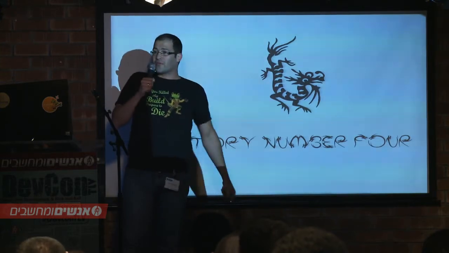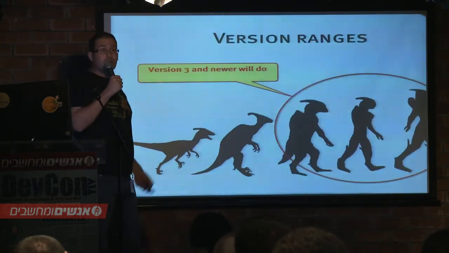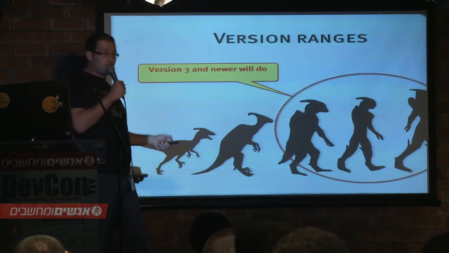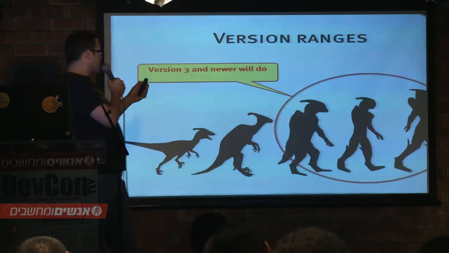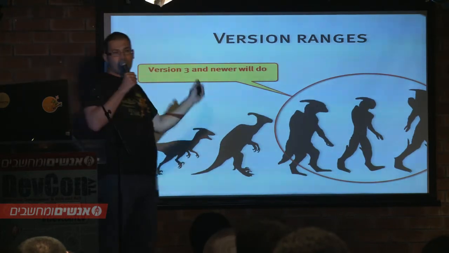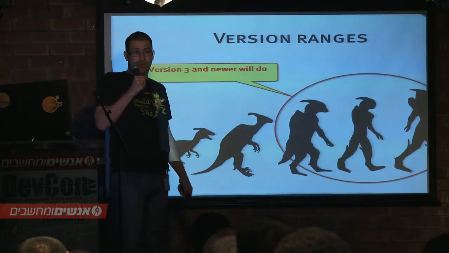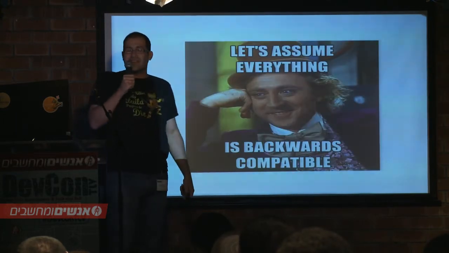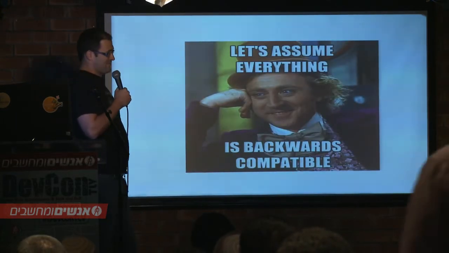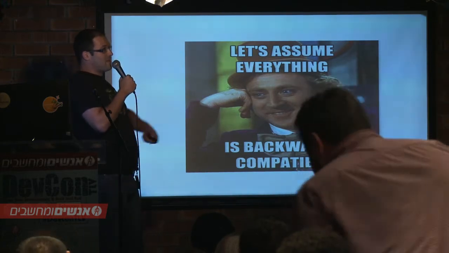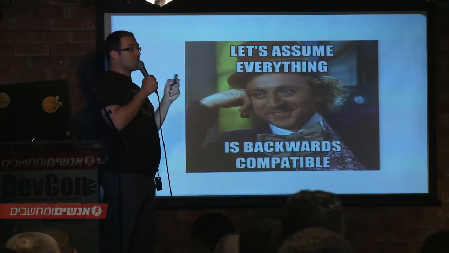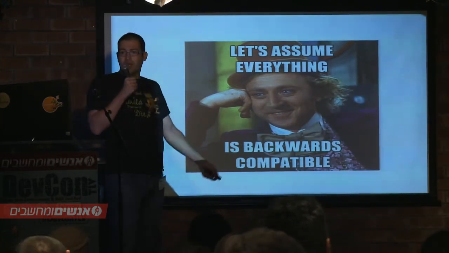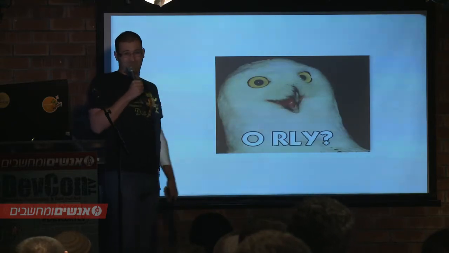Next one is story number 4, and we are going to talk about version ranges. You can go and say, okay, everything which is higher than version 3 works for me. That's fine. Now, this is a very nice thing to say when you are really naive. Saying everything above 3 works means that you assume backwards compatibility. Not always there.